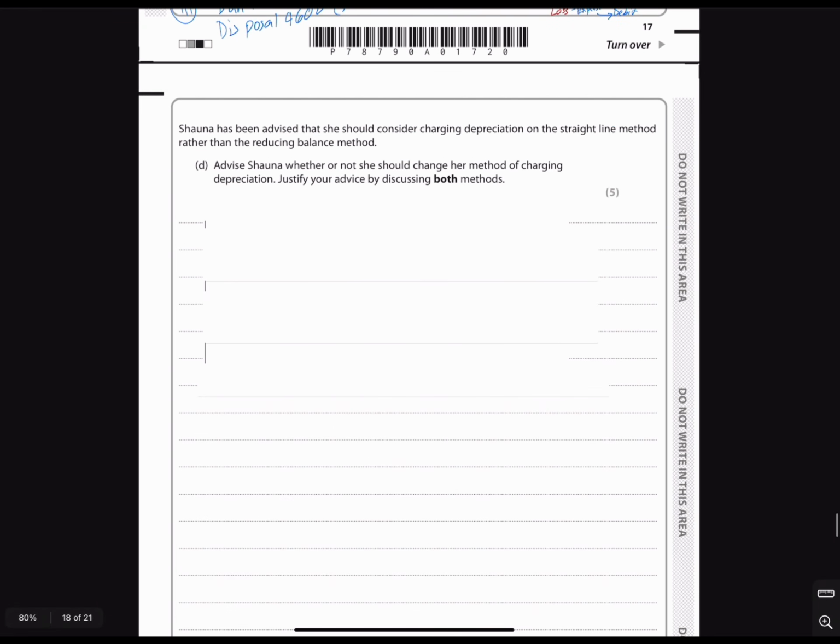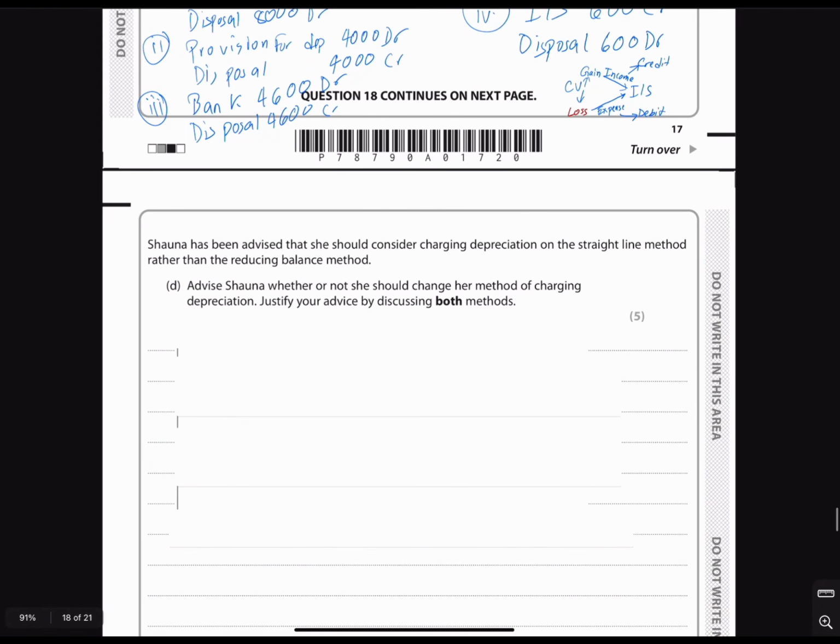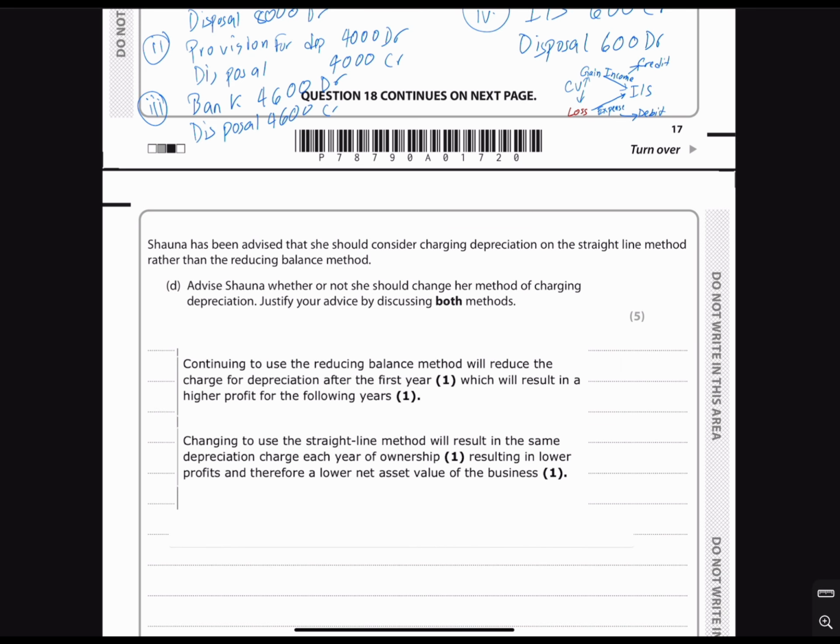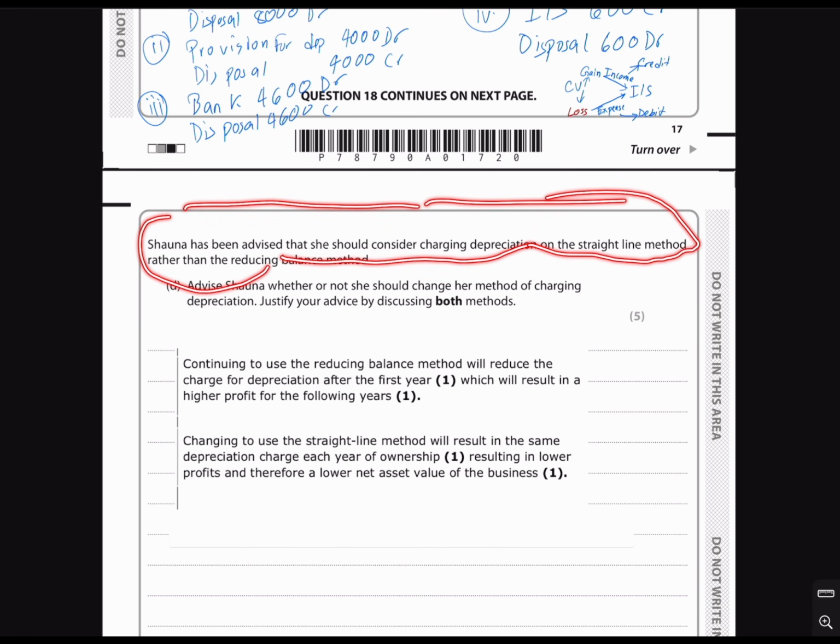Now, lastly, I would suggest you all go through the mark schemes for the theoretical part, as the mark scheme is quite sufficient for the answers. Let's read it. Shauna has been advised that she should consider charging depreciation on the straight line method rather than the reducing balance method. Advise Shauna whether or not she should change her method for charging depreciation.